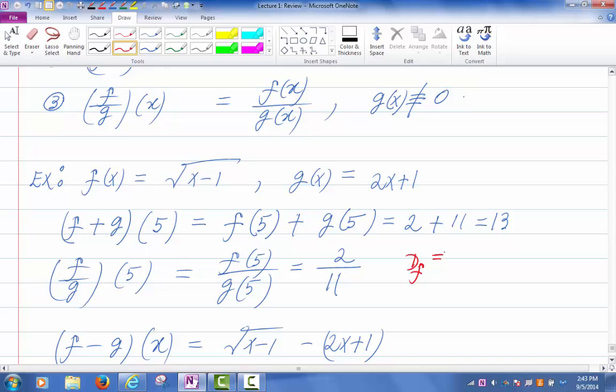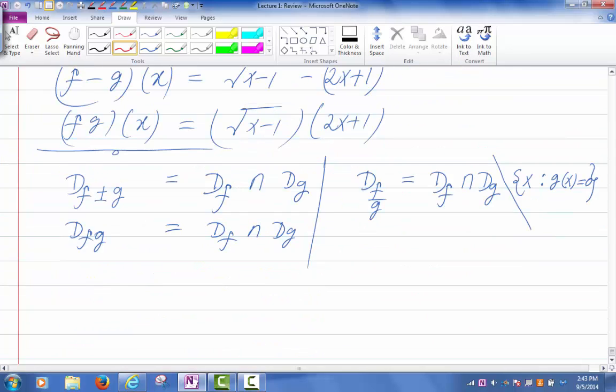Zero or 1? 1. Yeah. Because x minus 1 needs to be greater than 0, so x has to be greater than 1. So that's the domain. And what's the domain of g in our case? All real numbers, very good. So this is negative infinity to positive infinity.